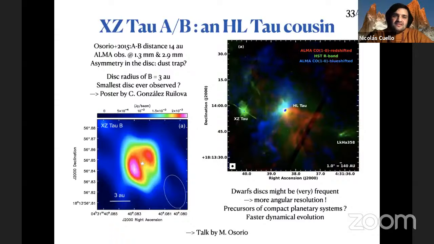And the last system I want to discuss is this one, which is a little cousin of HL Tau. It's a system located here. It's a binary. And if you look at the disk around B, you see that it's very compact. It's perhaps the smallest disk ever observed. But there is, again, a poster by González Ruilova where perhaps there is a disk even smaller. And these dwarf disks are very interesting, although they're hard to detect, because they might be precursors of compact planetary systems. And in these systems, the dynamical evolution needs to be even faster. And there's a talk here by Osorio.